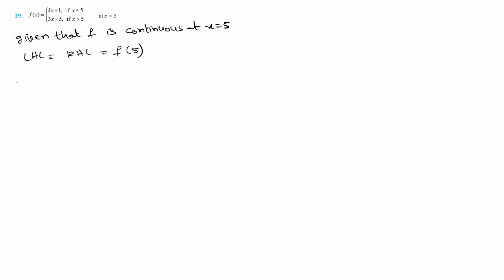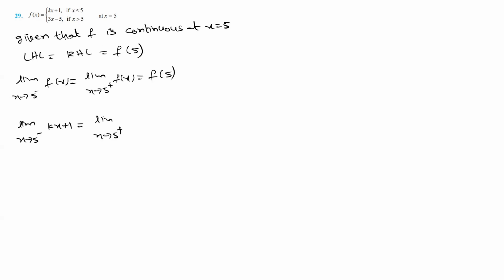So LHL is limit x tends to 5 minus f of x is equal to limit x tends to 5 plus f of x is equal to f of 5. 5 minus means less than 5, so limit x tends to 5 minus of kx plus 1 is equal to limit x tends to 5 plus. 5 plus means greater than 5, that is 3x minus 5, which is equal to f of 5, that is k into 5 plus 1.